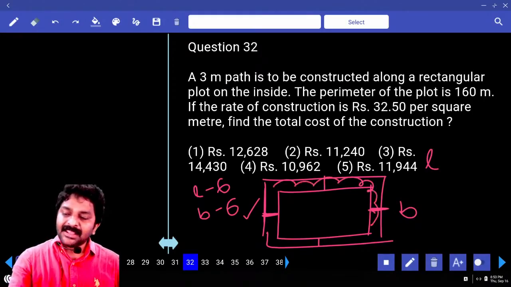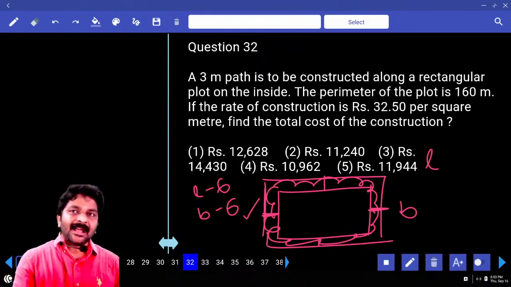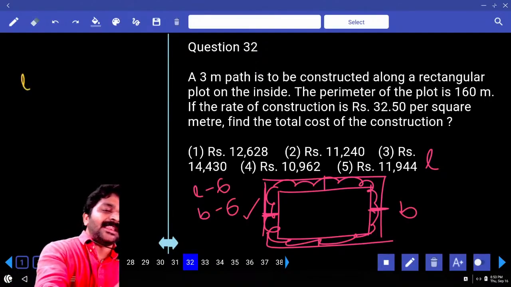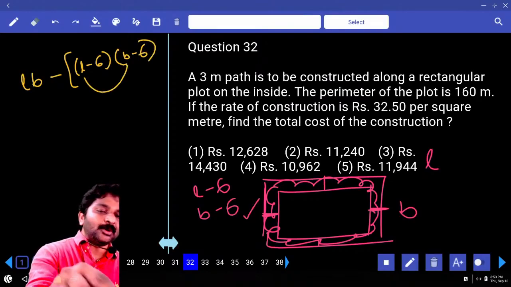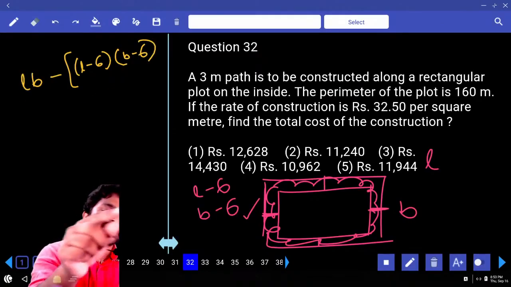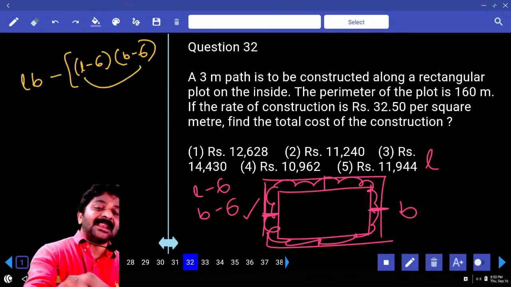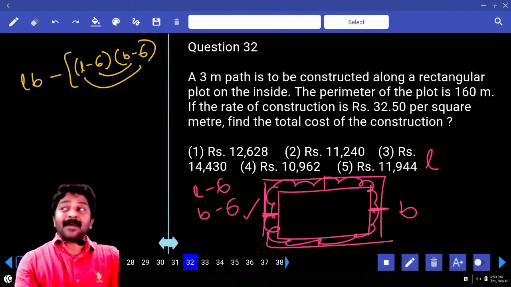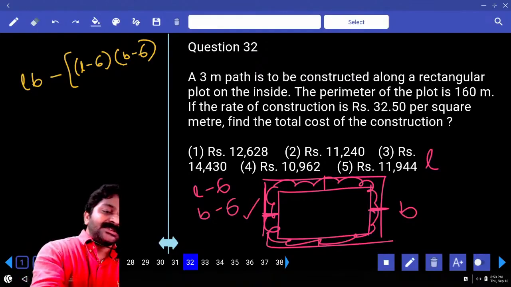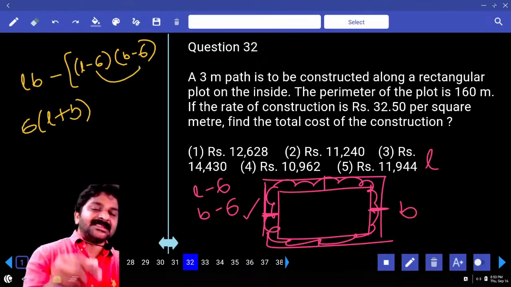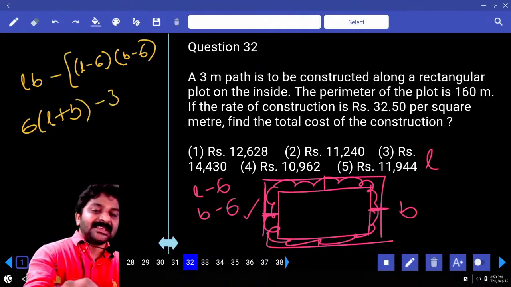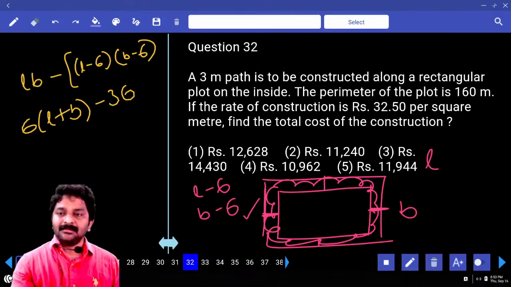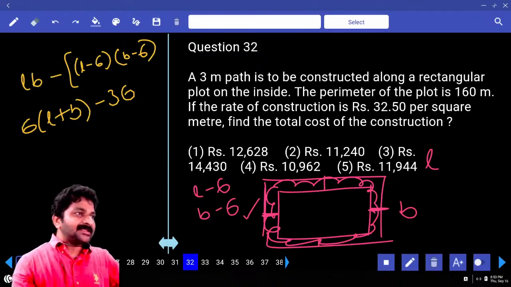If you want to calculate the path area, that is the outer rectangle area minus the inner rectangle area, correct? Outer rectangle area, length into breadth, minus inner rectangle area, (L minus 6) into (B minus 6). LB minus LB gets cancelled. Minus 6L minus 6B, minus of minus becomes plus only. So that is 6 times (L plus B), minus 6 into minus 6, which is minus 36. So this is the area of the road. Is this clear? Path area, outer rectangle area minus inner rectangle area.